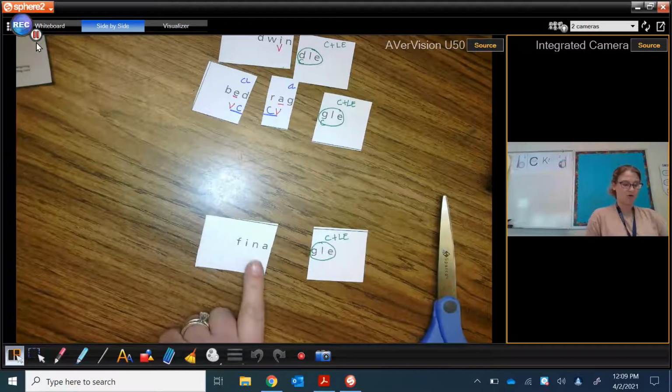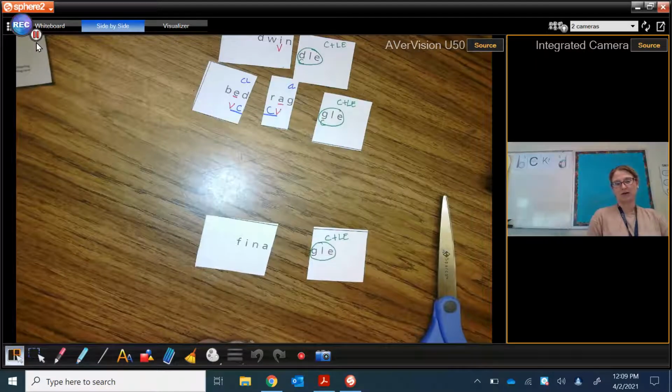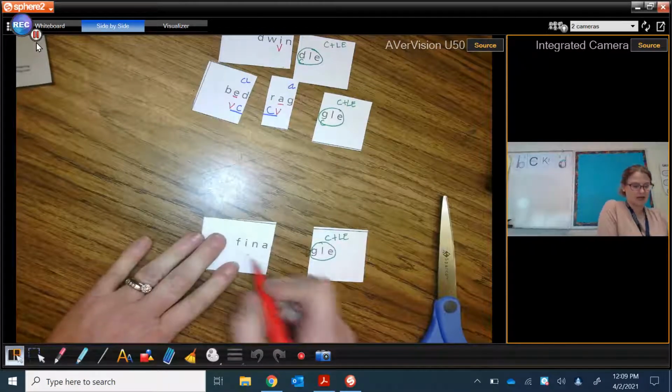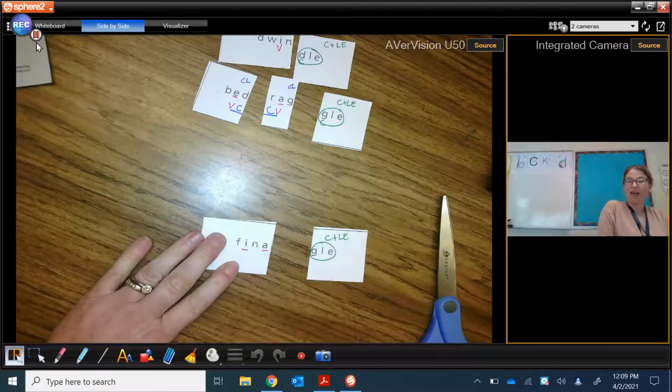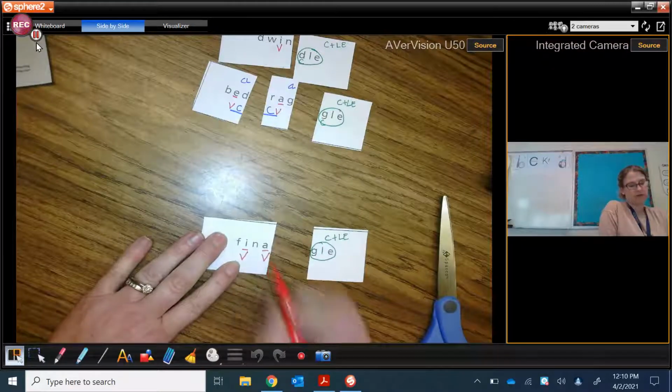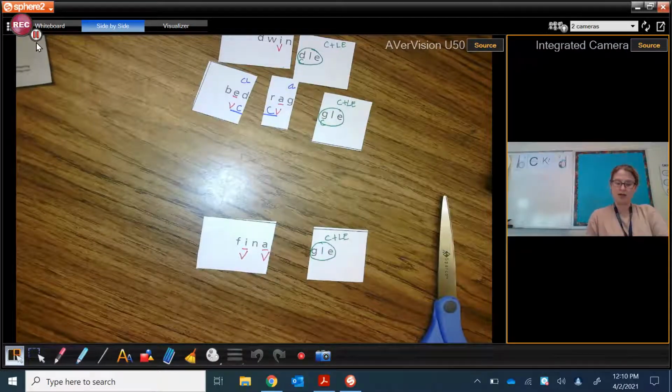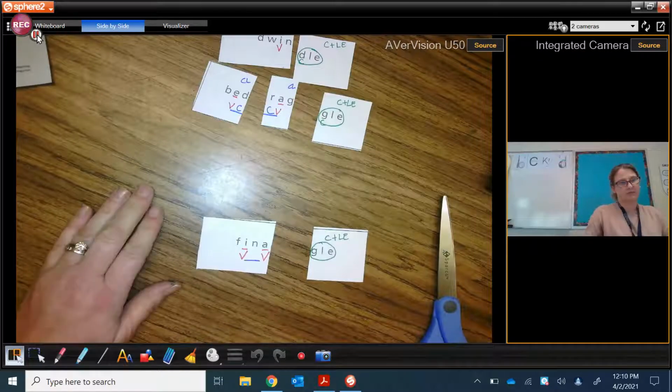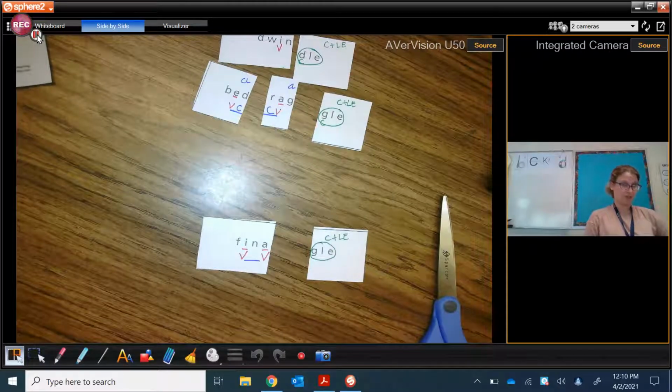Now I look at the next letters, the rest of the word, and how many vowels do we see? 2. And they're both talking vowels. What do we do when they talk? Do they say the short or the long sound? How do I know? Mark your vowels. Draw a bridge.